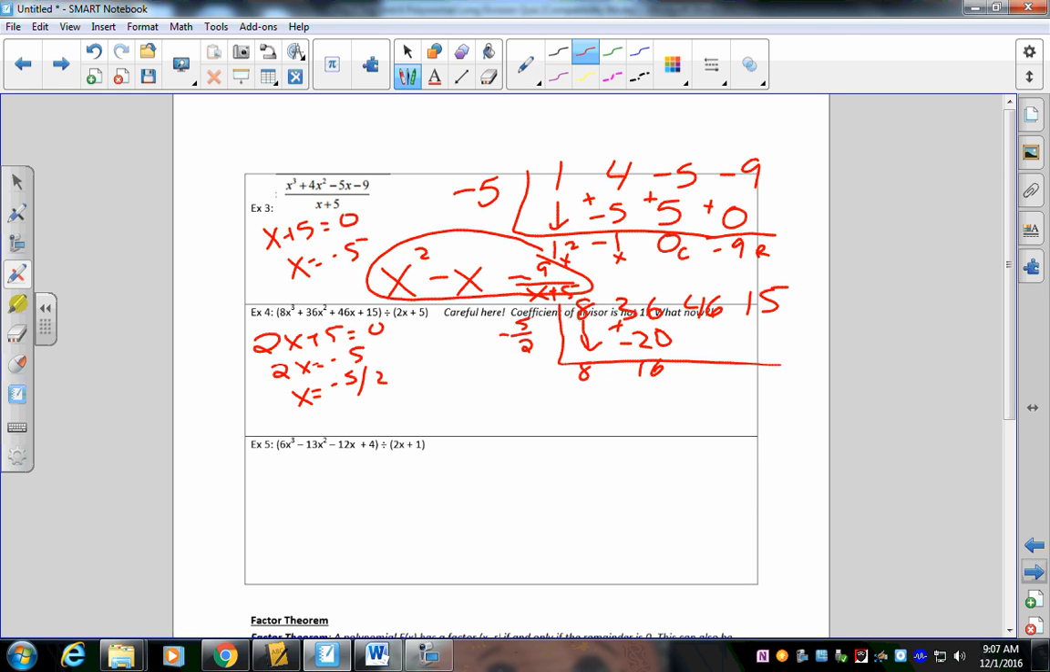Multiply, which gives me -40. Add, which gives me 6. Multiply, which gives me -15. Add, which gives me 0. Okay, so I've got a remainder of 0.